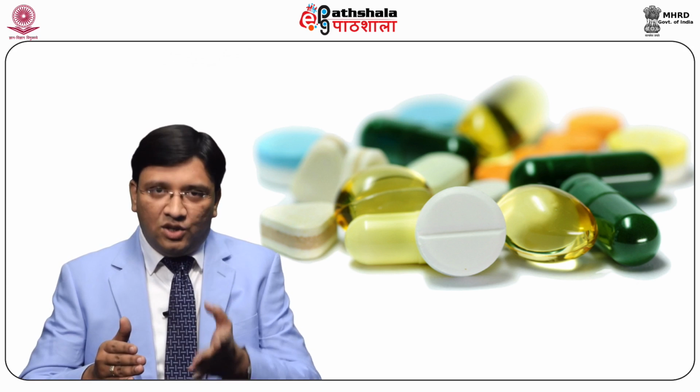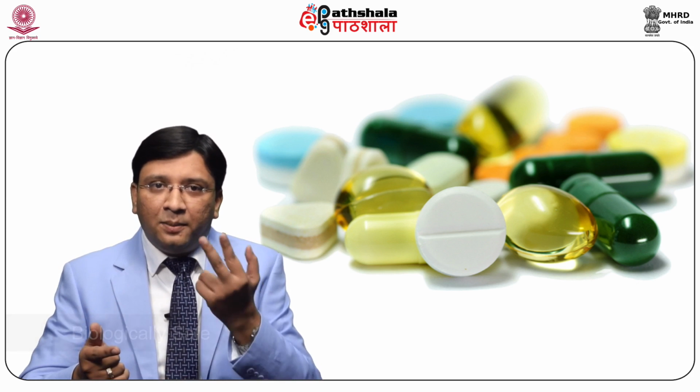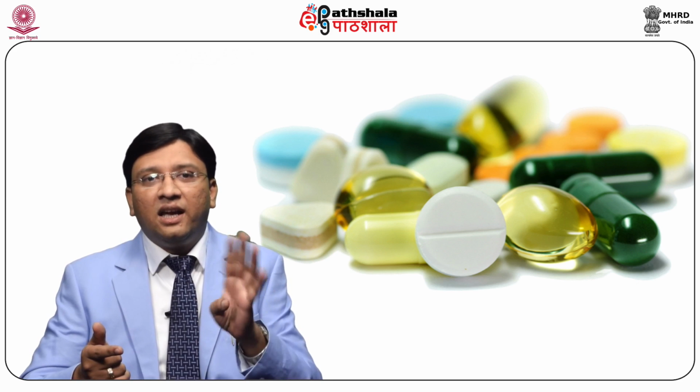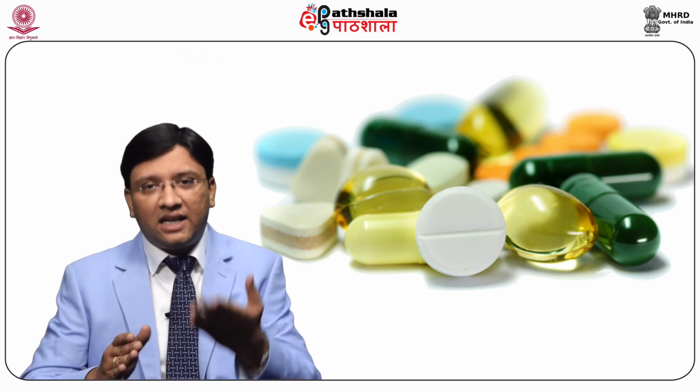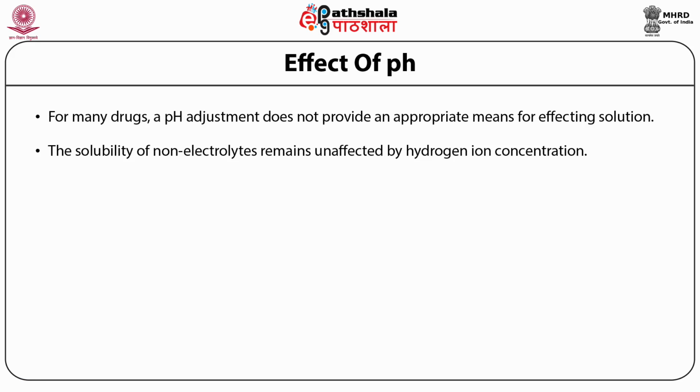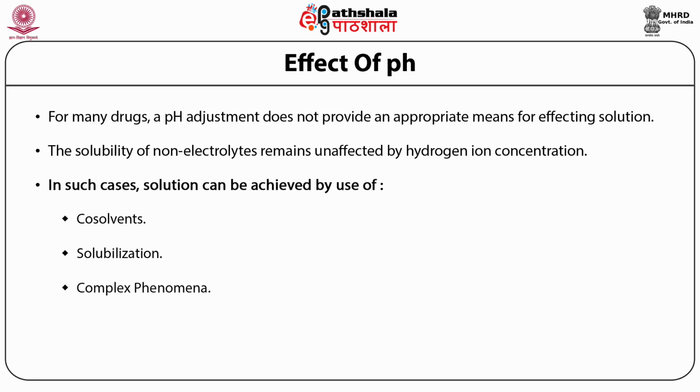The first one is adequate buffering capacity in the desired range. Second one is biological safety for intended use. Third one, no deleterious effect on stability of the final product. And fourth one, it should permit acceptable flavoring and coloring of the product. For many drugs, a pH adjustment does not provide an appropriate means for affecting solution. The solubility of non-electrolytes will, for all practical purposes, be unaffected by hydrogen ion concentration. In these cases, if solution is to be achieved, it must be done by the use of cosolvents, solubilization techniques, complexation phenomena, or in special circumstances by chemical modification of the drug to a more soluble derivative.